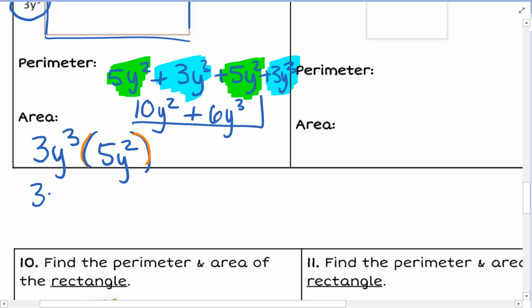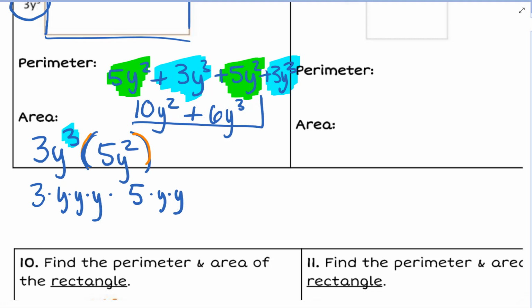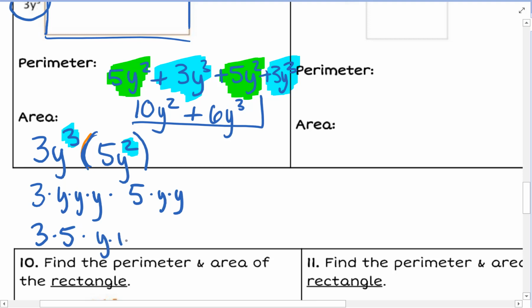3 times y is being multiplied by itself 3 times. So y times y times y. This is also multiplied by 5 times y times y. The y is the only thing that is being squared here because the square is inside this parenthesis and it's not on the outside. Now I'm going to put the numbers in the front and the y's together. So this would be 3 times 5 times y times y times y times y. And that simplifies to be 3 times 5 is 15 times y to the power of 5, because y is multiplied by itself 5 times. This is the area of this rectangle.